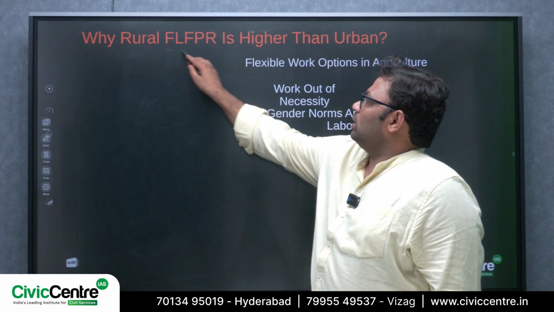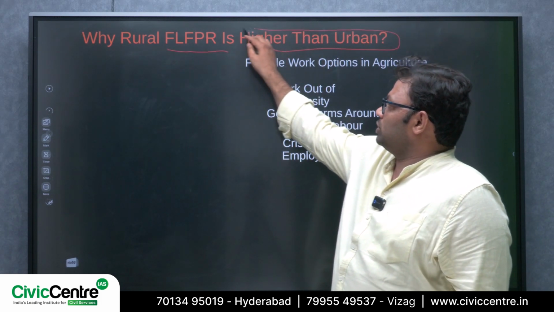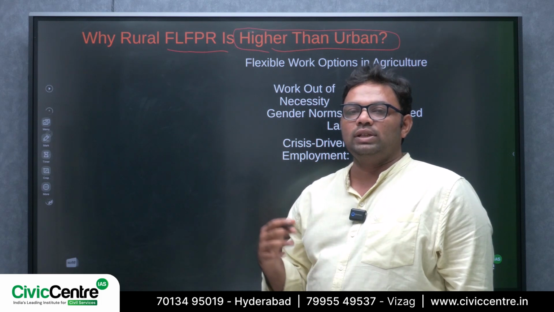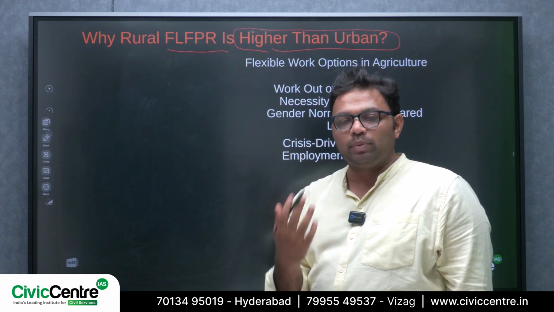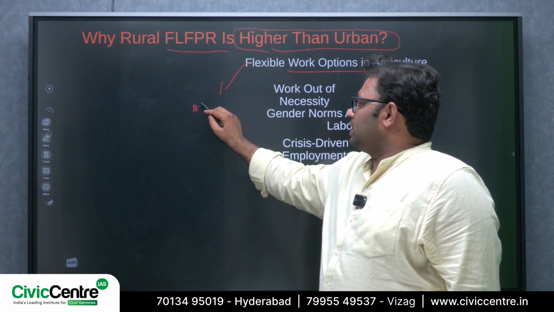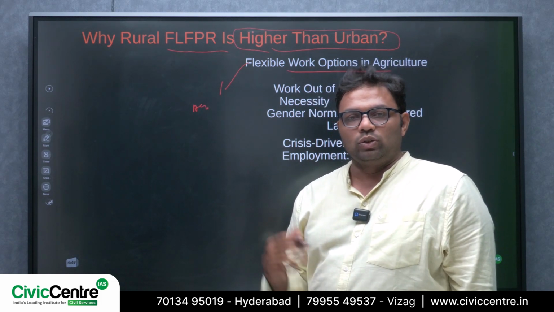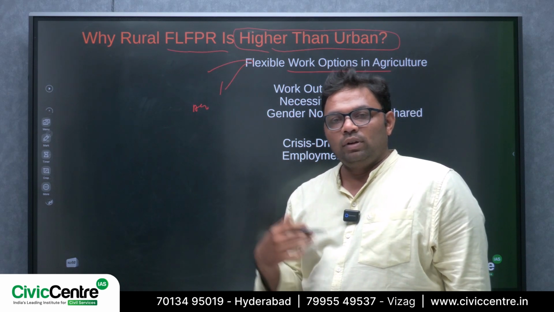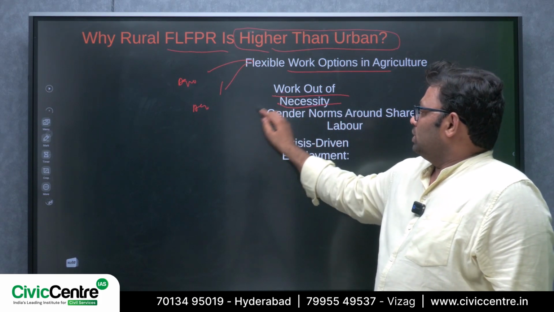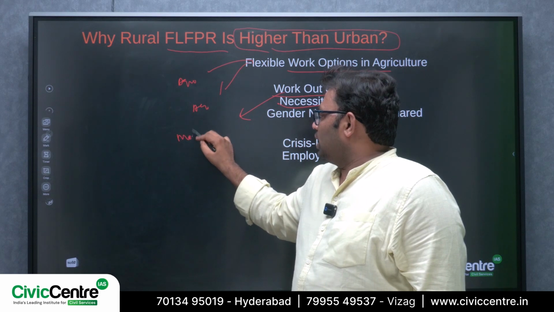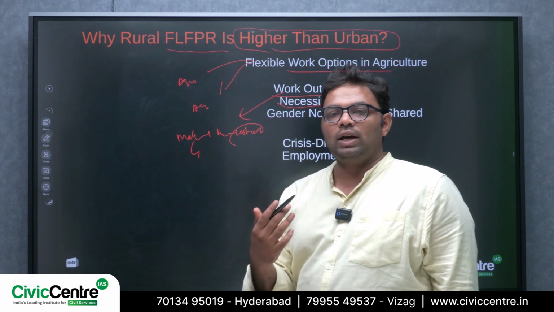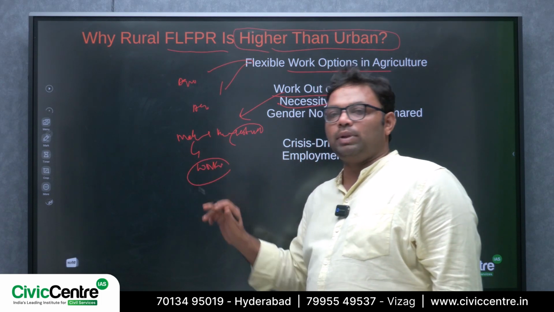And why is rural FPR higher than urban areas? Generally what we thought is that in urban areas the majority of the population are working, but in contrast to this, in rural counterparts, the majority of the women are working. First, flexible working options in agriculture. In rural areas, agriculture plays a dominant role for both males and females, so obviously the females are preferred to go for agriculture. That is one of the major reasons. Second one, work out of necessity. If male counterparts have migrated towards cities, then out of necessity these females are engaged in works. That is also one of the reasons.